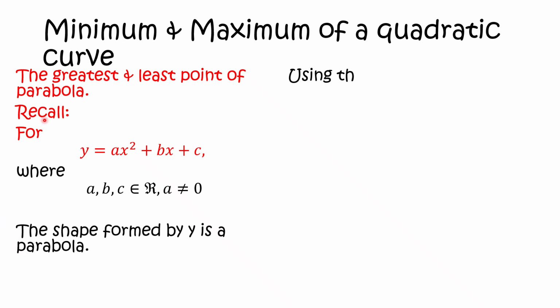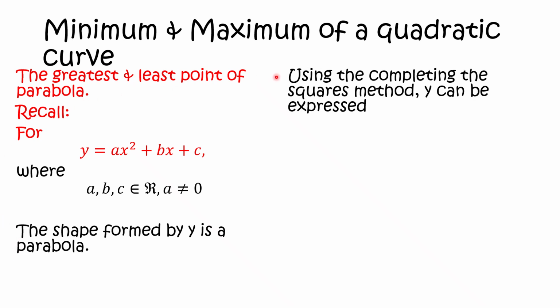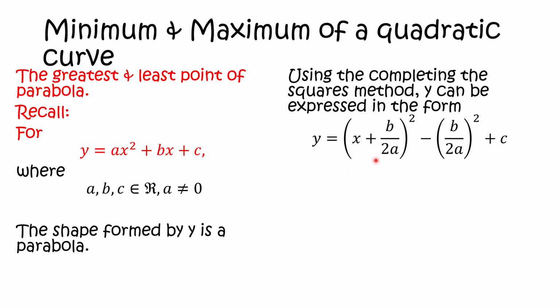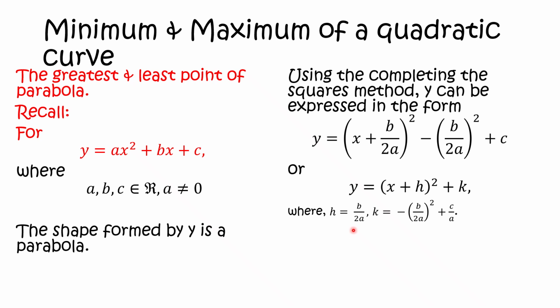Now, using the completing the square method, y can be expressed in the form y is equal to (x plus b over 2a) squared minus (b over 2a) squared plus c. Or, simply put, y is equal to (x plus h) squared plus k, where h is b over 2a and k is equal to minus (b over 2a) squared plus c over a.